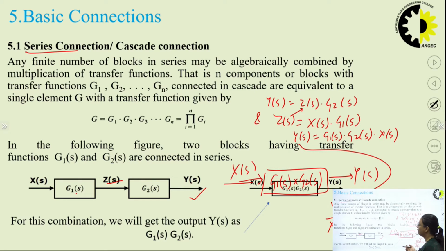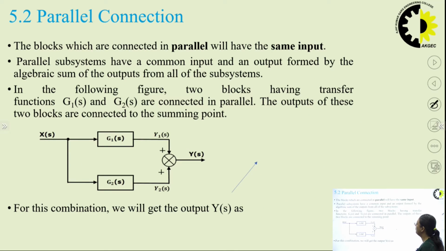So n number of blocks can be connected in series with their transfer functions multiplied by each other. Now another one is the parallel combination. The blocks connected in parallel will have the same input. You can see here the same input is given to this block as well as this block, and this point is called the takeoff point, right?